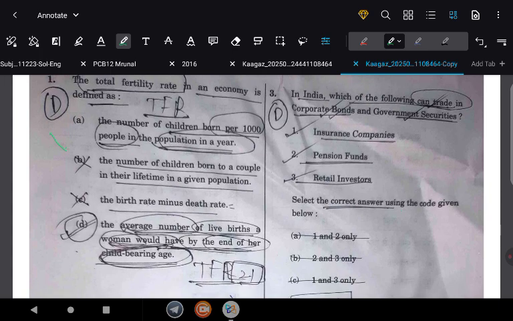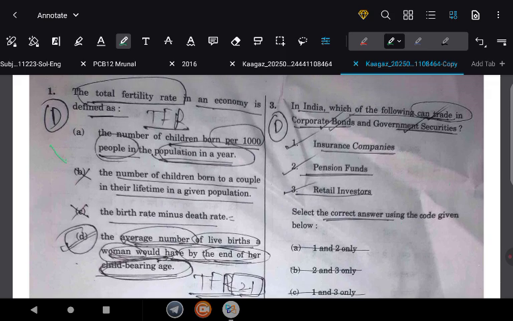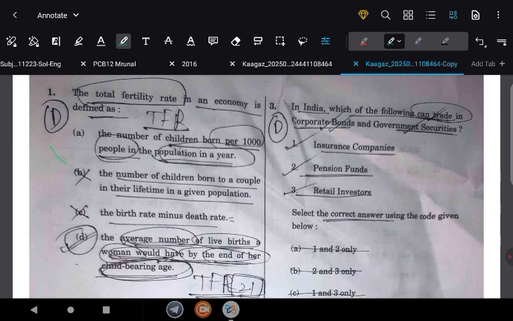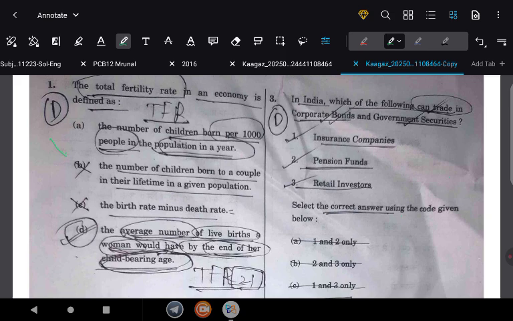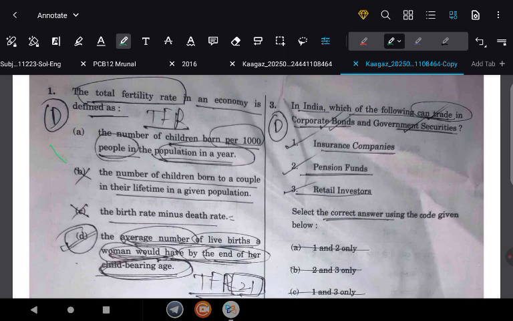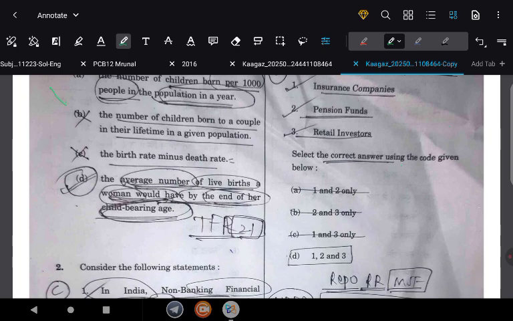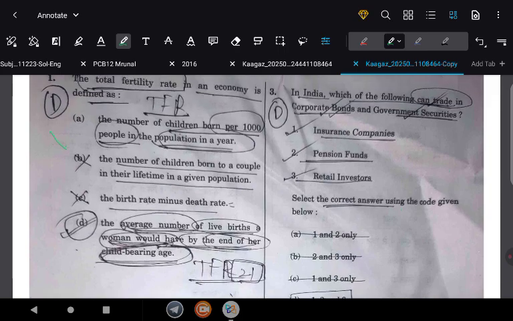So we are left with the last option, the average number of live births a woman would have by the end of her childbearing age. Plus, if you can see the word marker over here, the total fertility rate, fertility must be related to women and such terms. This question is covered in the basic topics in the NCERTs of human geography or economy. So you need to be thorough with these concepts rather than just going after current affairs.